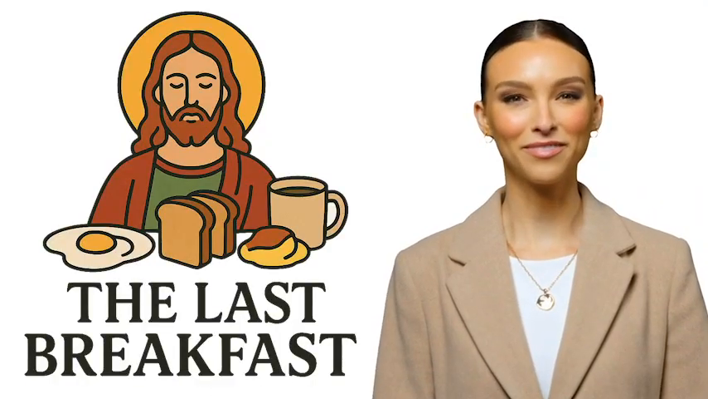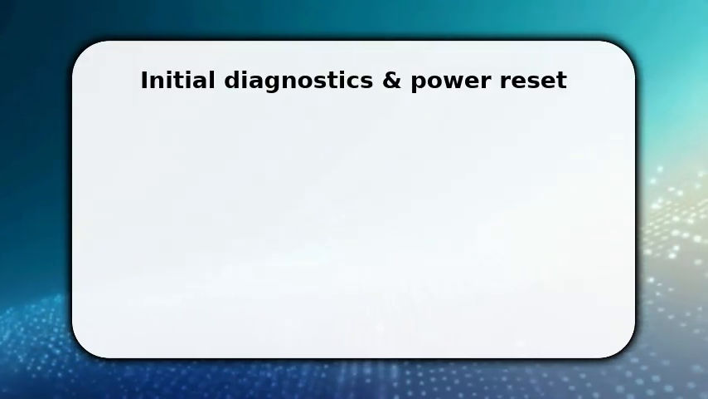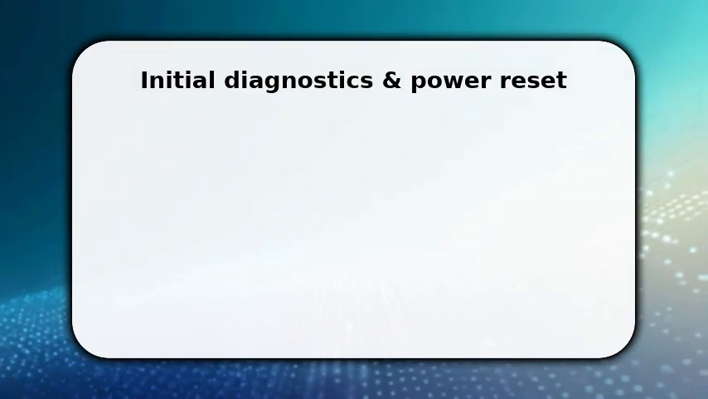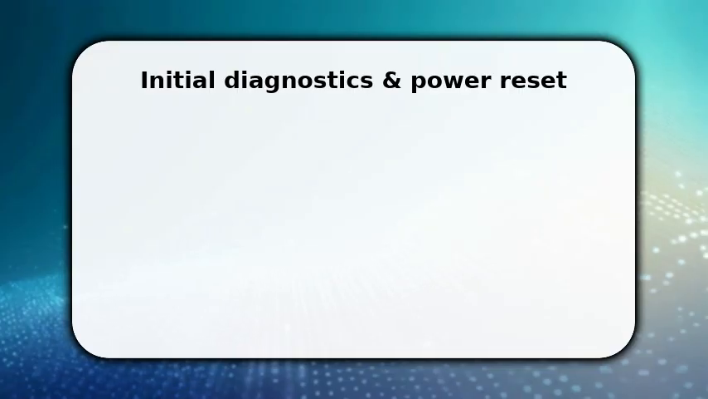Please enjoy the video. You start by isolating the problem. Is it the mouse or the system? First, check battery or power. Replace or recharge if 20% or lower. Low power causes erratic jumps.